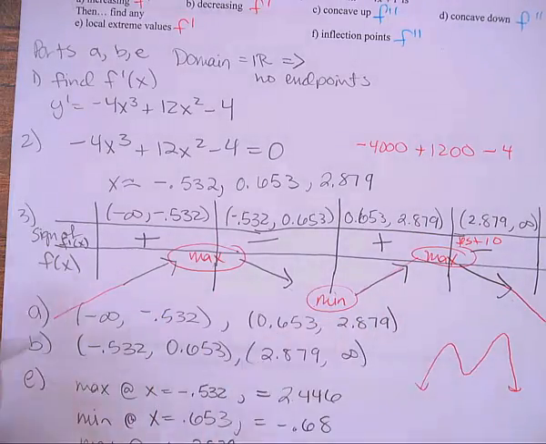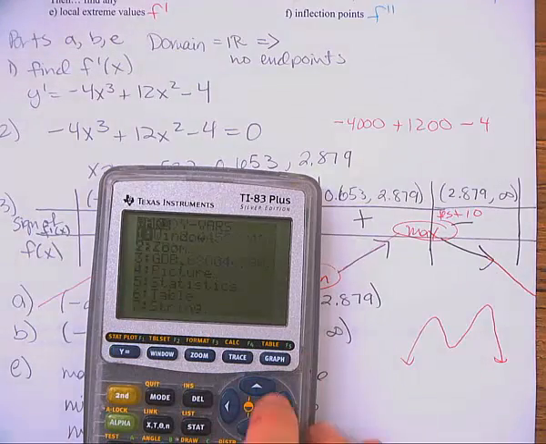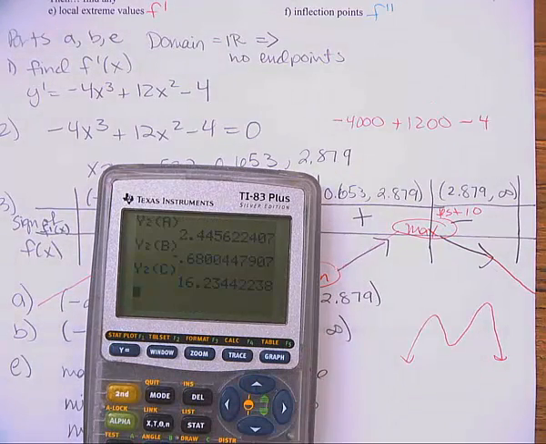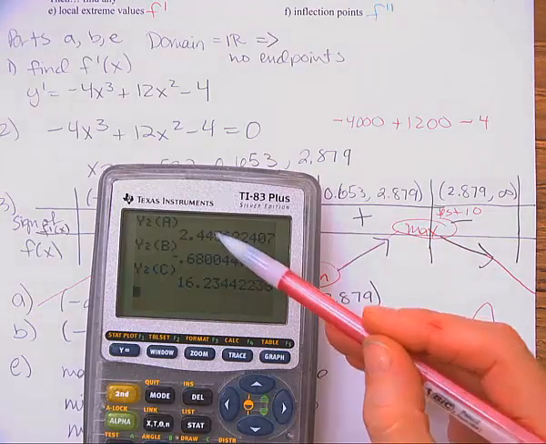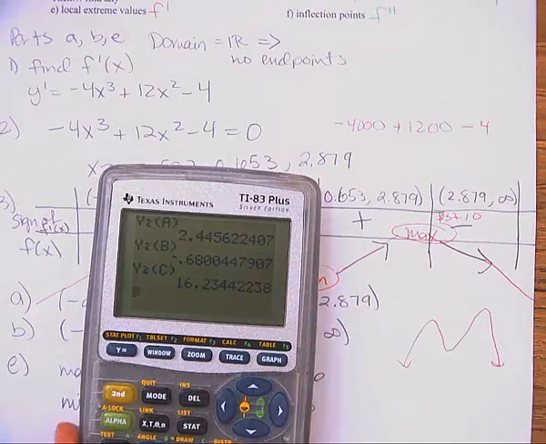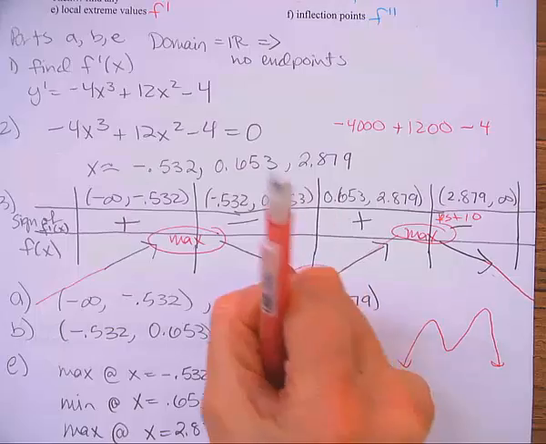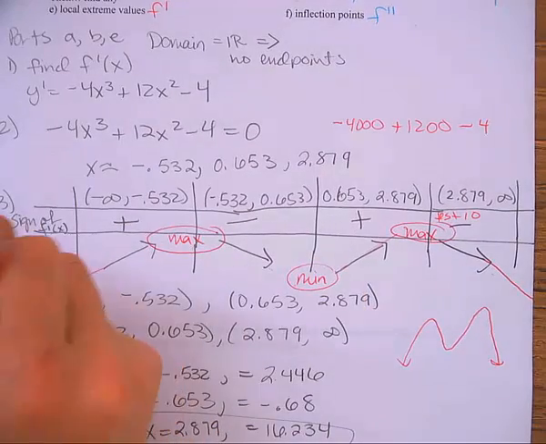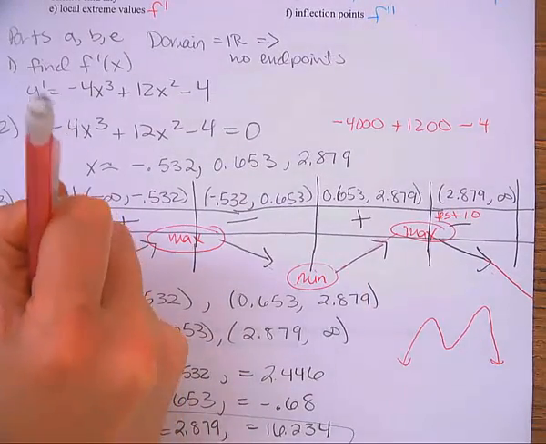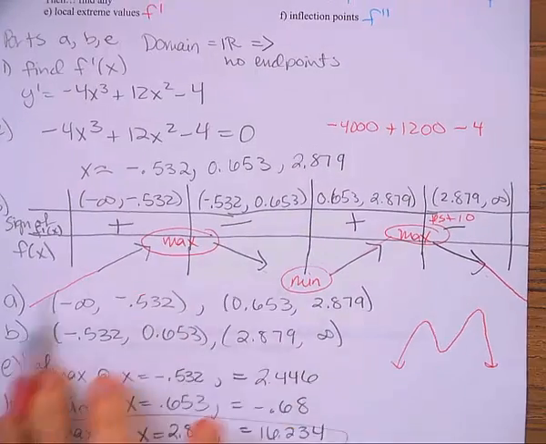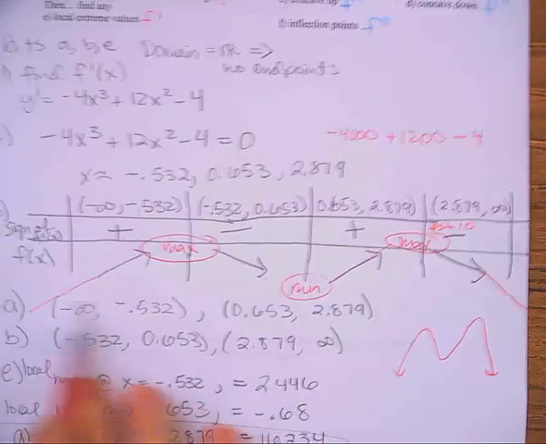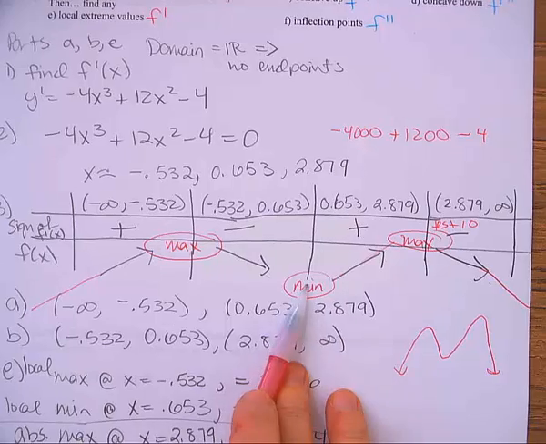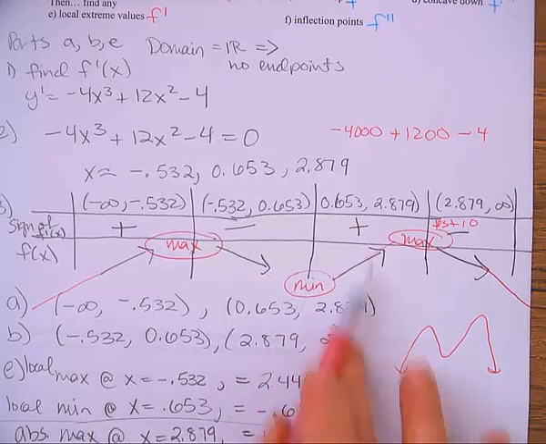And then I have my other max at x equals right here, 2.879. And so that is going to equal, so that's my absolute max right there. Local max, local min, absolute max at 16.234. And the reason why this is a local min is because the function goes down forever on either side. And so this is not going to be the lowest value overall, just over that neighborhood.